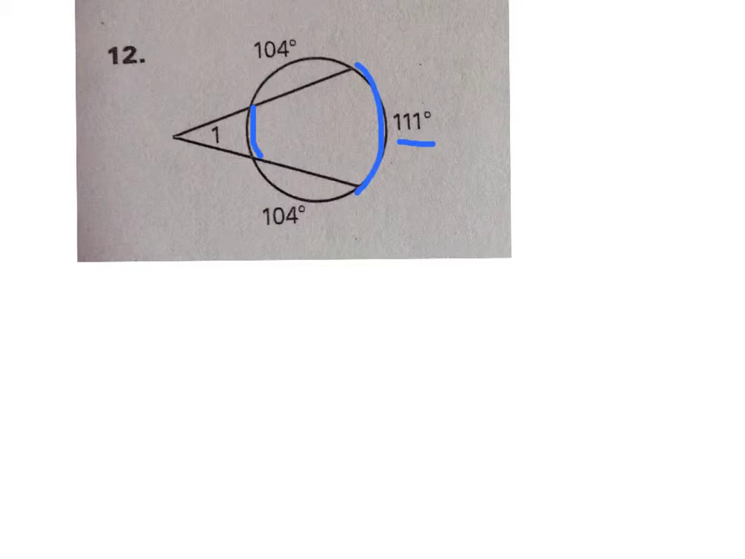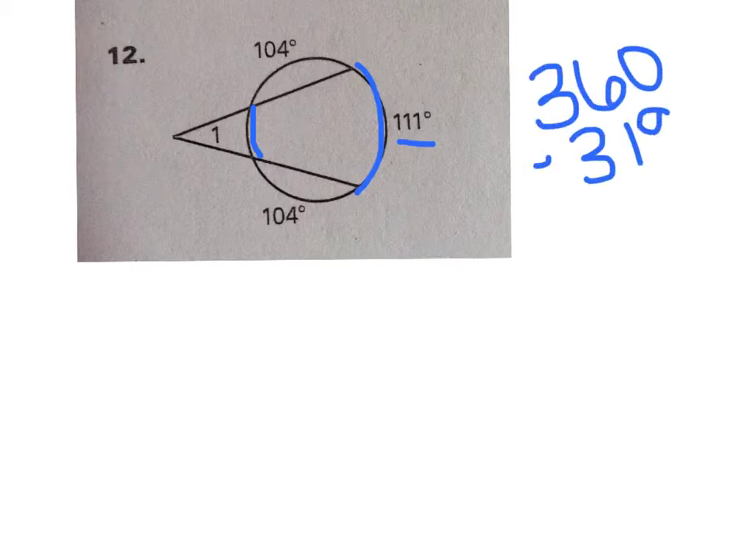We know all together there's 360 degrees in a circle. So if we add up the ones that we know, 104, 104, and 111, we get 319. So I'm going to do 360 minus 319, which is 41. That means this little arc is 41 degrees.